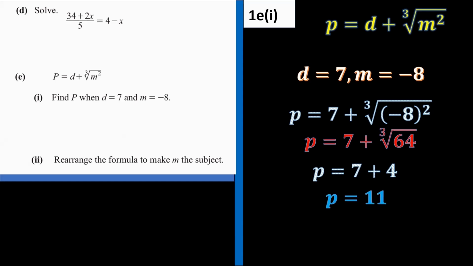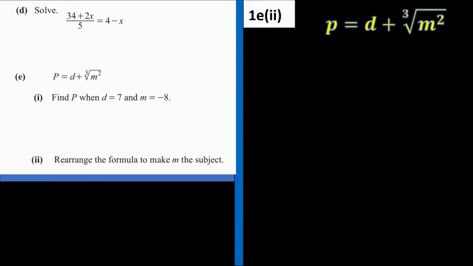So, guys, the value of P in this formula given, when we substitute the values of the other variables, we'll get 11. Okay, we move on now to part (ii): rearrange the formula in order to make M the subject.